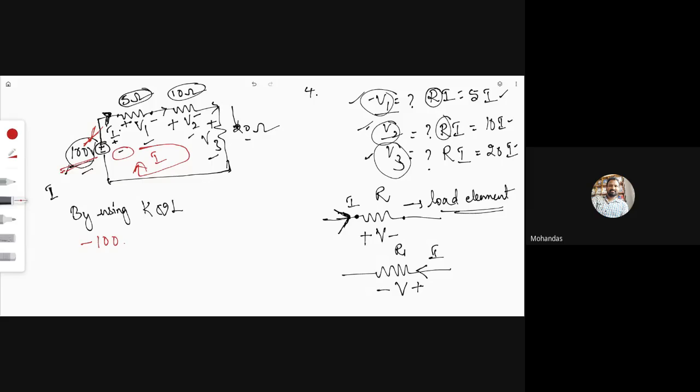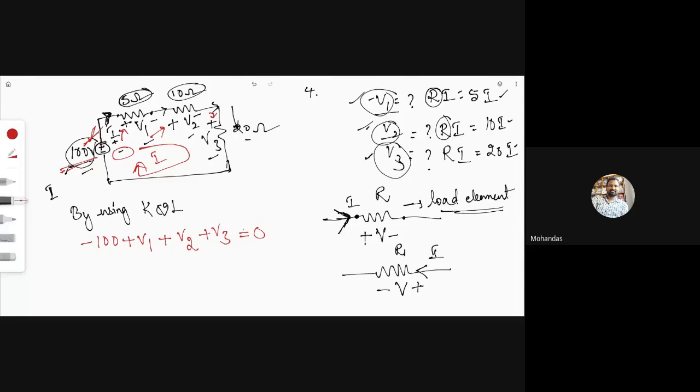100. Next, where the current is entering initially for V1, positive or negative? Positive, V1. Next again, current is entering at positive, V2. And again current is entering at positive of V3, plus V3. So all voltages are completed. Algebraic sum of all voltages around a closed loop is equal to 0.